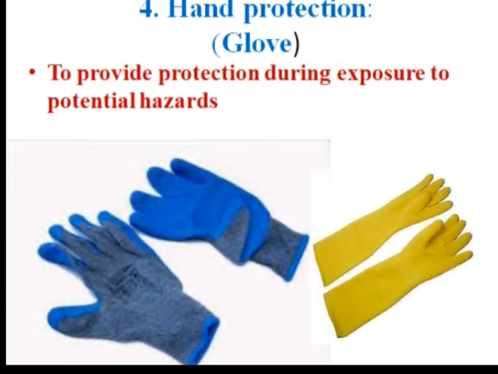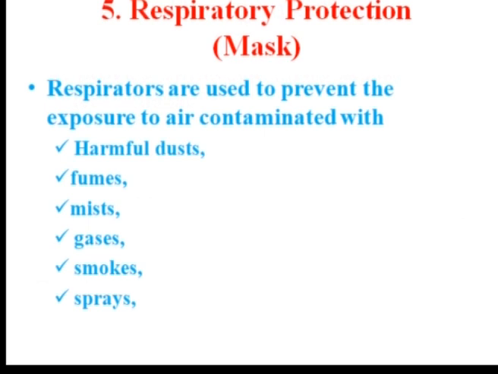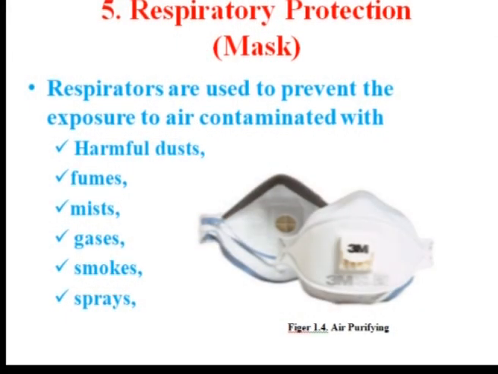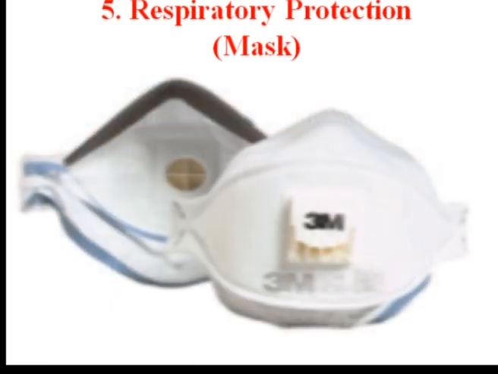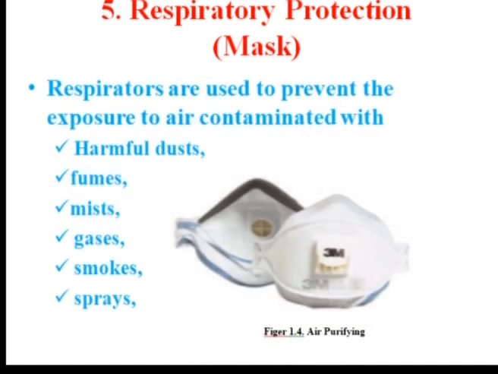Chemical resistance gloves are always recommended when working with pesticides and chemicals. The other important type of PPE is respiratory protection. Simply, we can say that mask. Respirators are used to prevent exposure to air contaminated with harmful dust, fume, mist, gas, smoke, and spray.